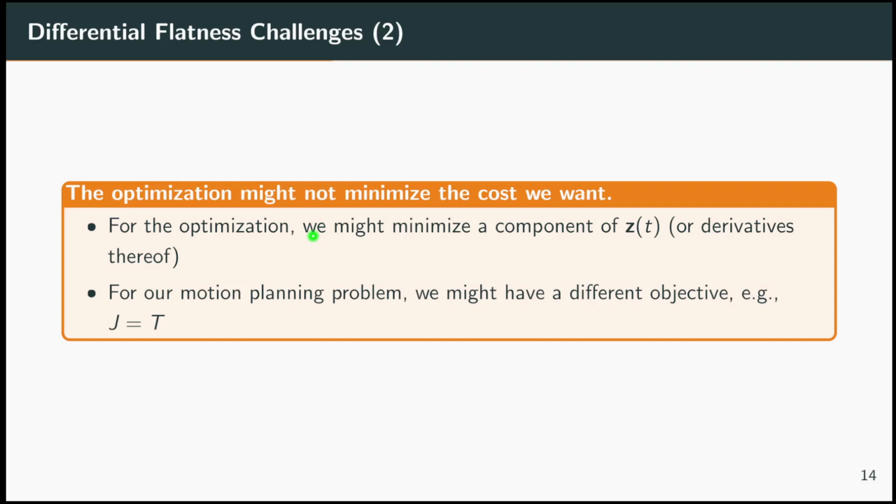Another challenge is that our optimization might not really optimize our actual objective, right? So typically when we do these spline optimizations, we use as objective, for example, the integral of something, like minimize the acceleration of our vehicle. But if we are after something like time optimality, so really minimizing the time to go to the goal, that is a different objective, and another motion planner would come up with different solutions.